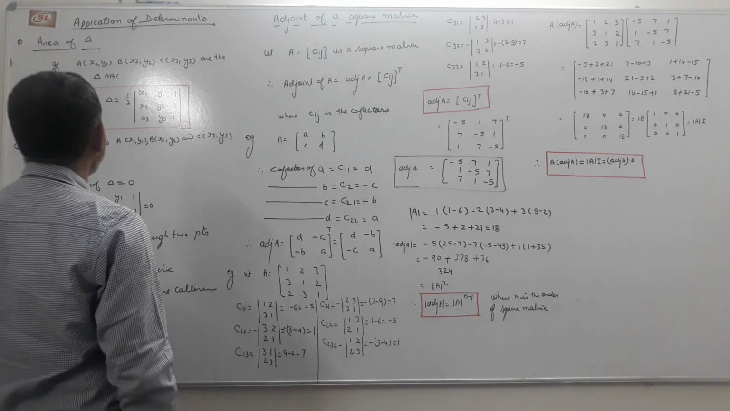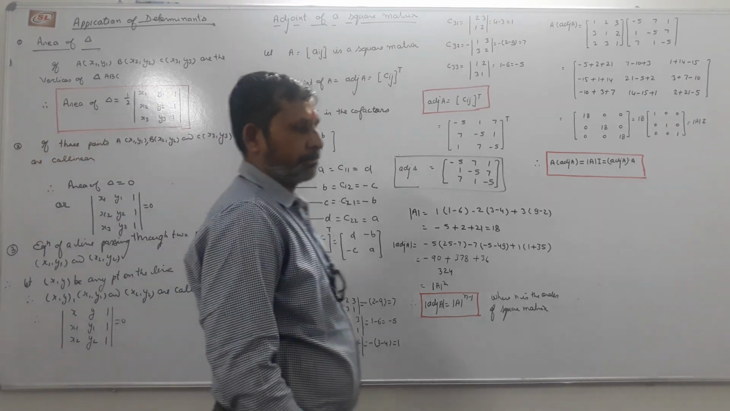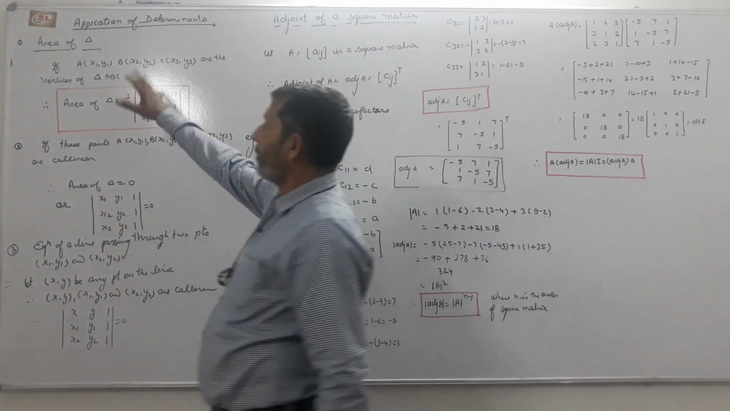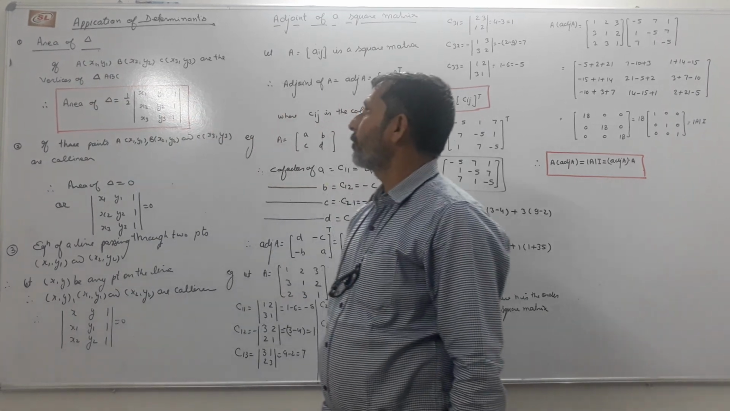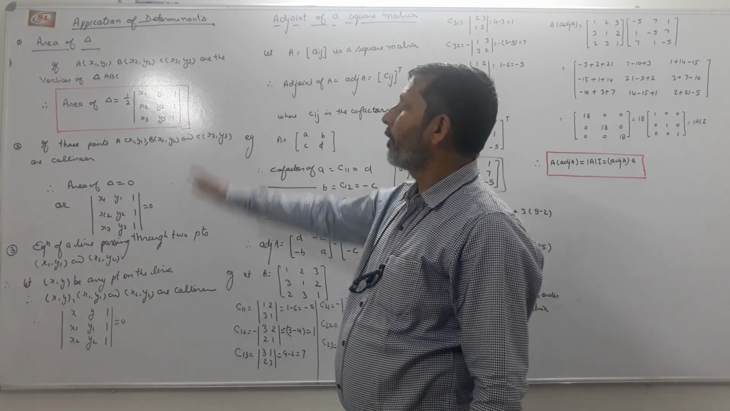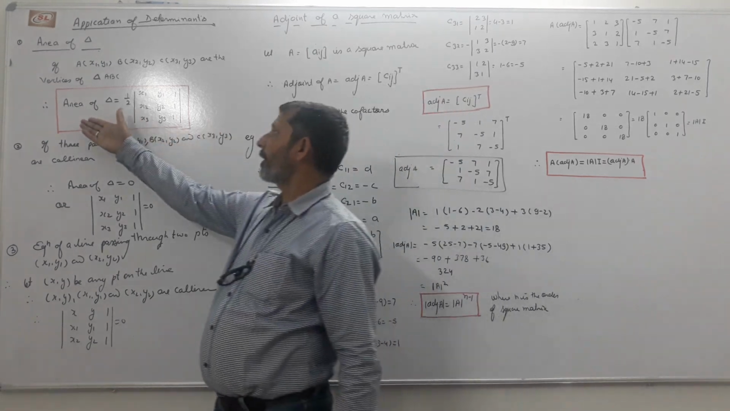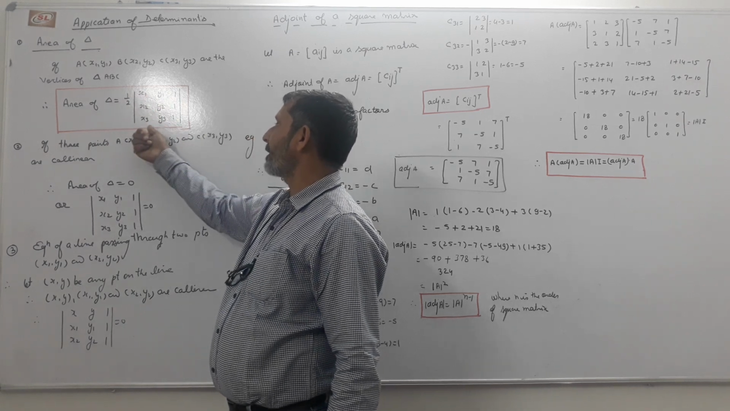Yes students, now we start with the next topic: what are the applications, the uses of the determinant. The first is to find the area of a triangle. If A(x1, y1), B(x2, y2) and C(x3, y3) are the vertices of a triangle, how can we find the area of the triangle? Then the area of the triangle equals half times the determinant with rows x1 y1 1, x2 y2 1, x3 y3 1.